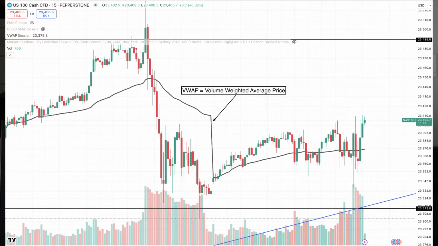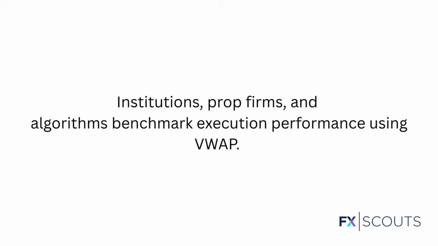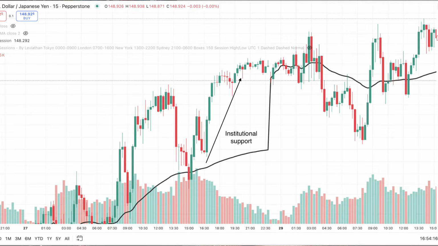So let's get into it. VWAP stands for volume weighted average price, and it's not just another moving average. It's where the most volume is traded during the trading day. This is what makes it highly significant. Institutions, prop firms, and algorithms benchmark their execution performance based on the VWAP. So if the price is trading above VWAP and holding, it suggests aggressive buying and institutional support.